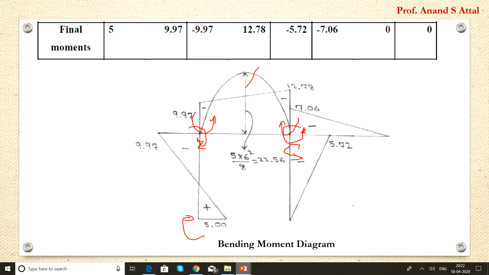In this way we have found out the moment distribution. We have drawn the moment distribution diagram.